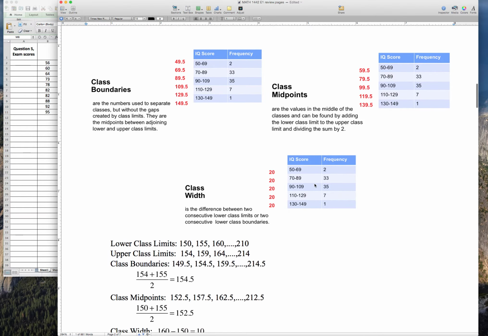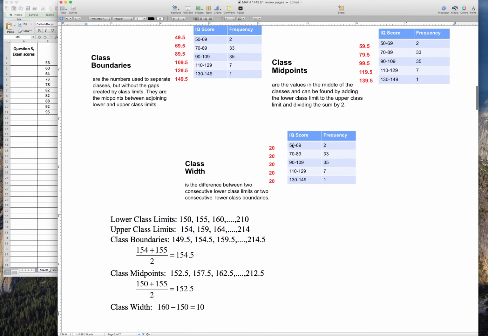And as I mentioned before, the class width is the difference between consecutive lower class limits or consecutive upper class limits or consecutive lower class boundaries. Or for that matter, upper class boundaries.